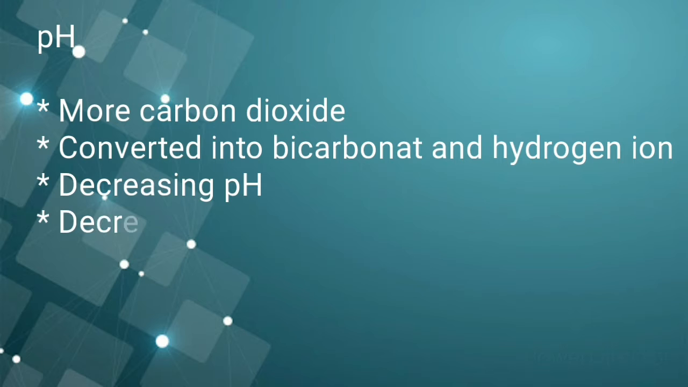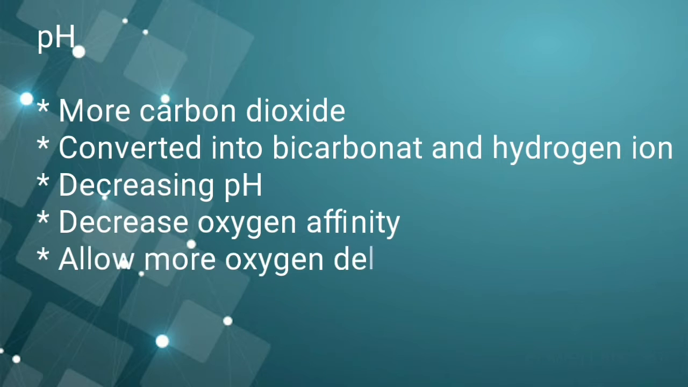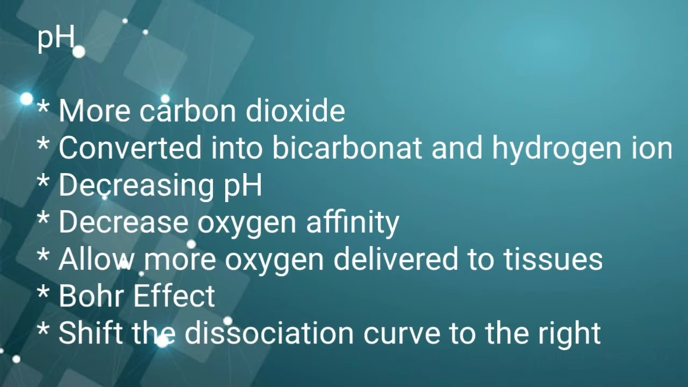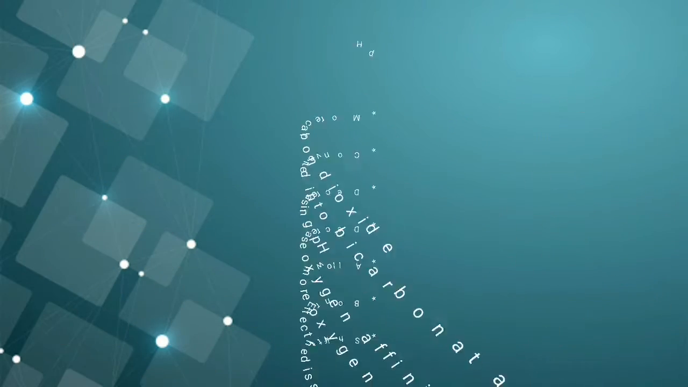When more carbon dioxide enters the red blood cells of the capillaries, it is converted into bicarbonate and hydrogen ion, decreasing the pH. The hydrogen ion can bind to the electrolytic ion of the hemoglobin and cause a decrease of oxygen affinity. This allows more oxygen to be delivered to the tissue and this phenomenon is called the Bohr effect. A decrease in pH shifts the dissociation curve to the right.